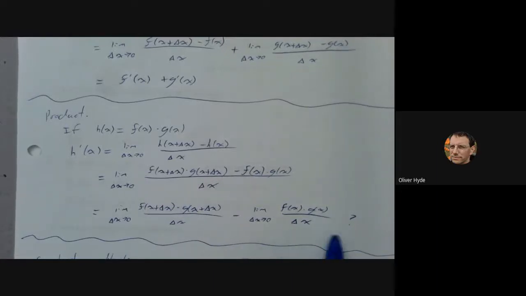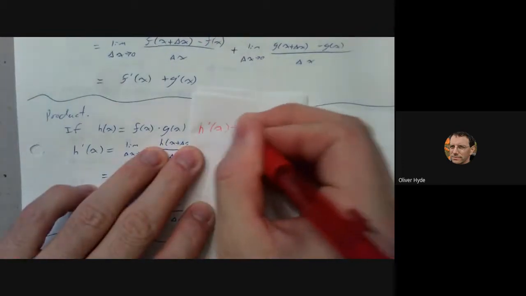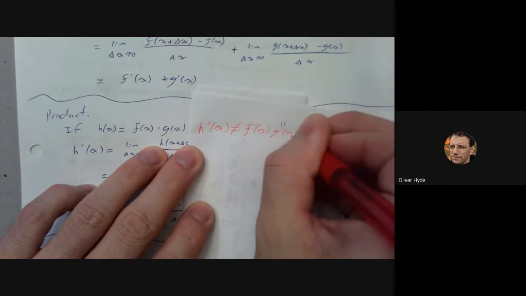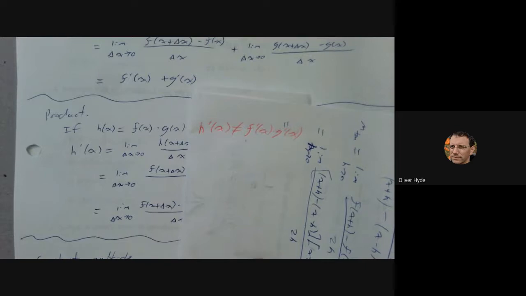So it's definitely not. If h of x equals f of x times g of x, in the general case, h prime of x does not equal f prime of x times g prime of x. I think we showed that in class, and we showed that to deal with products for right now, we might have to expand.